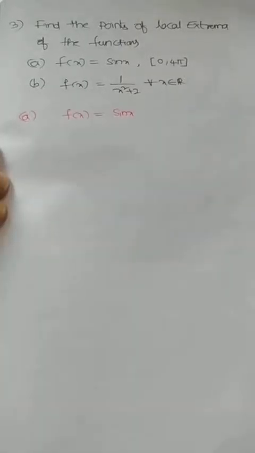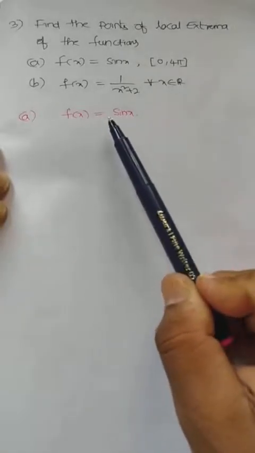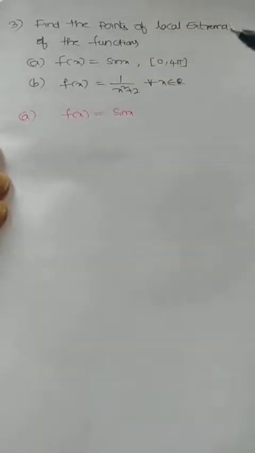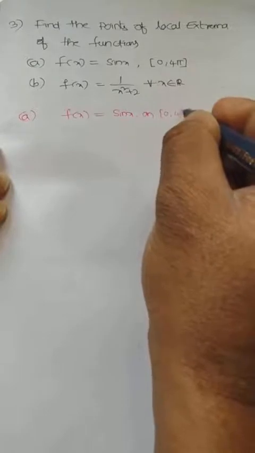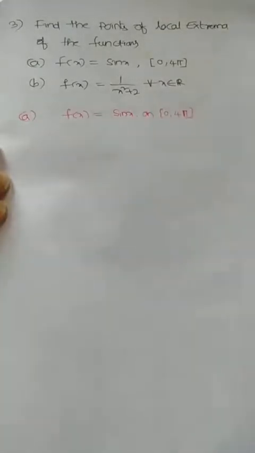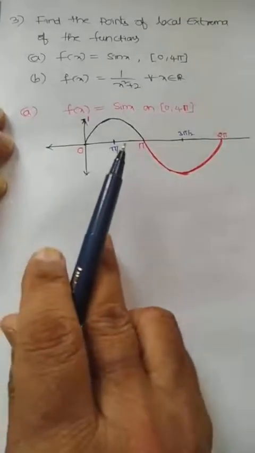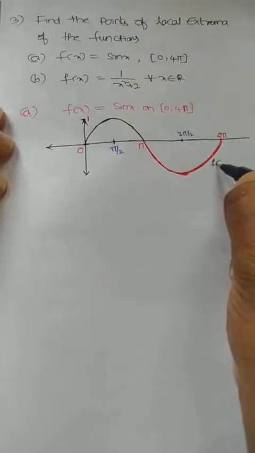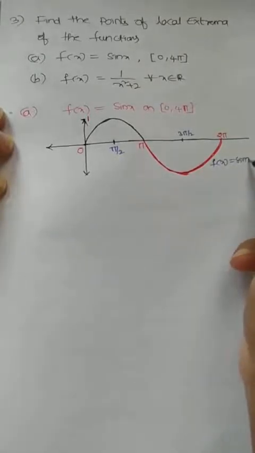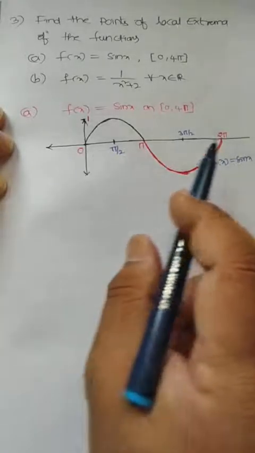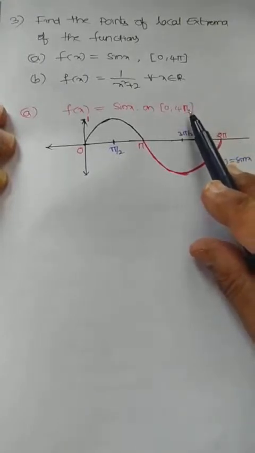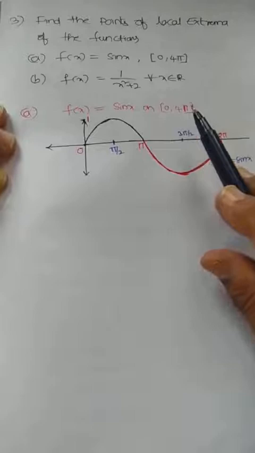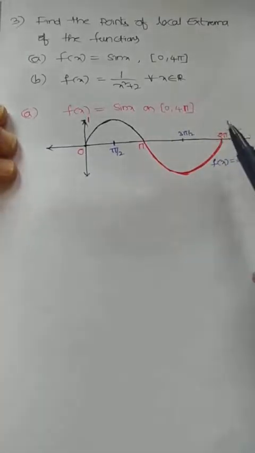Now the first problem is f of x equals sin x. It is defined on which interval? On 0 to 4 pi. Now let us observe the sin x graph here. This is the graph of f of x equals sin x. I have drawn it between the intervals 0 to 2 pi, but actually in the problem our domain is 0 to 4 pi. So for your understanding I have drawn only up to 2 pi here.